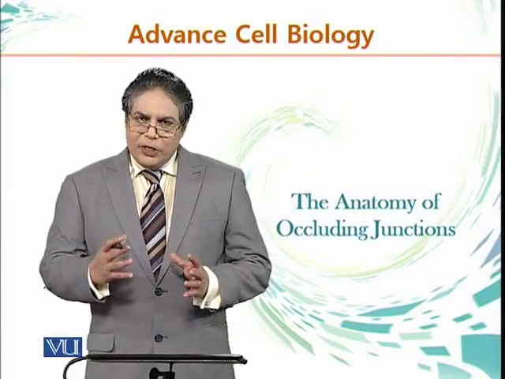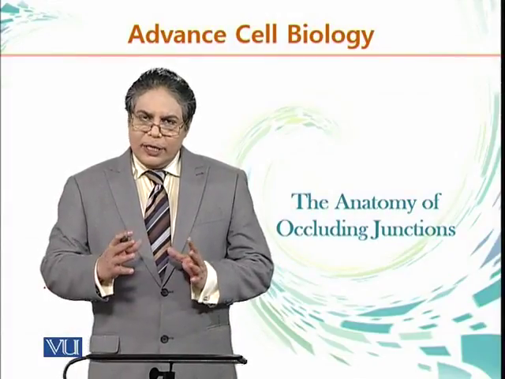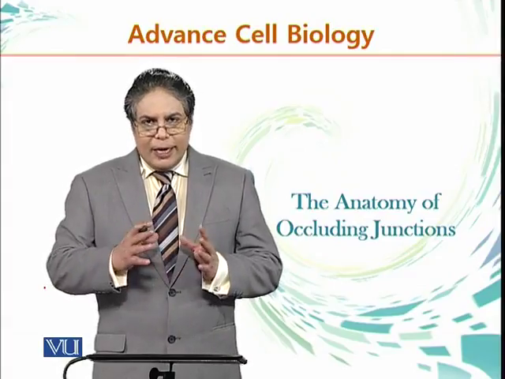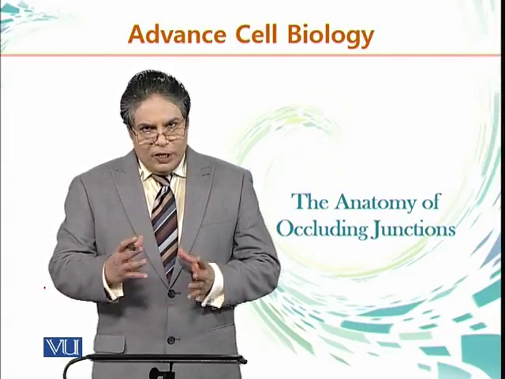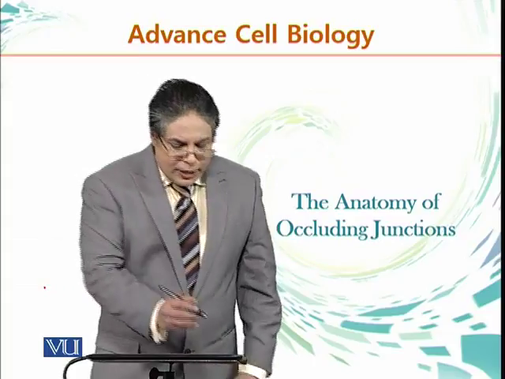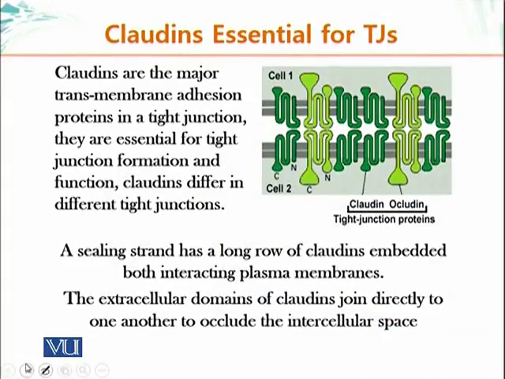We have seen features of tight junctions. Now let's look at some of the molecules that make the functioning of these junctions possible. So let's look at those. Claudins are the major transmembrane adhesion proteins in a tight junction. They are essential for tight junction formation and function, and there are different claudins in different types of tight junctions.